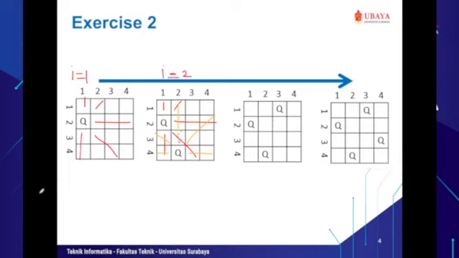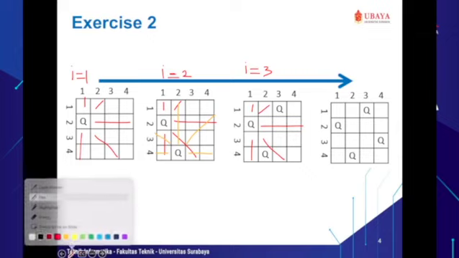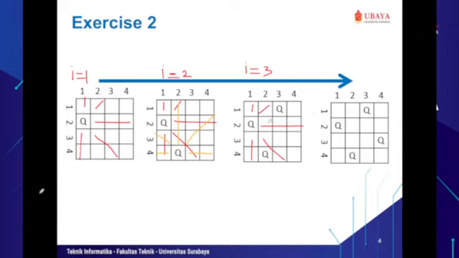So in this case, when i equal to 3, we are only left with one spot to place our third queen. That would be on row 1, column 3. Let me draw the line. Okay, so in this case, we can only put our third queen over here.